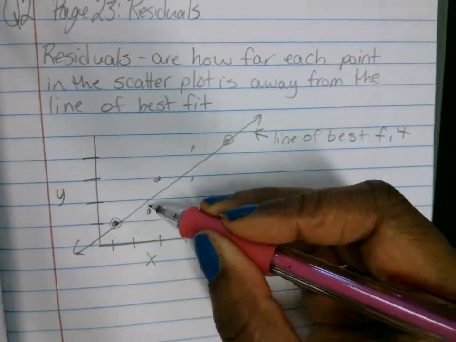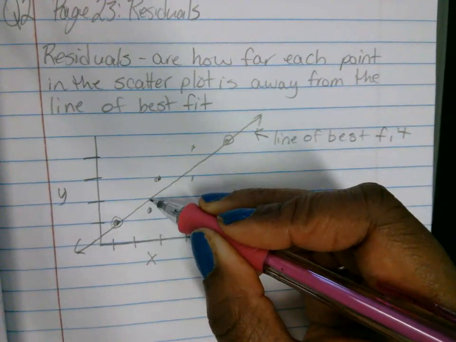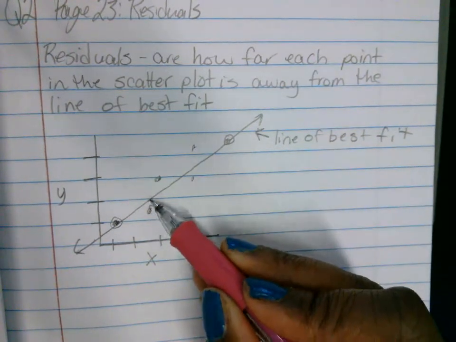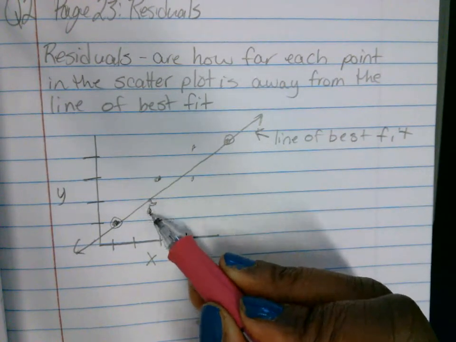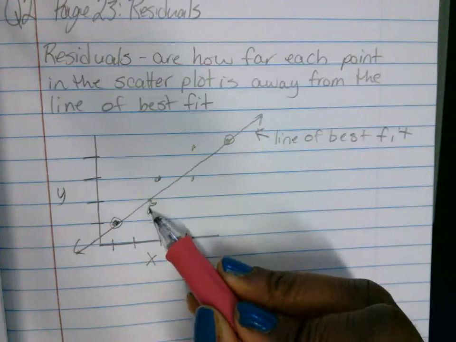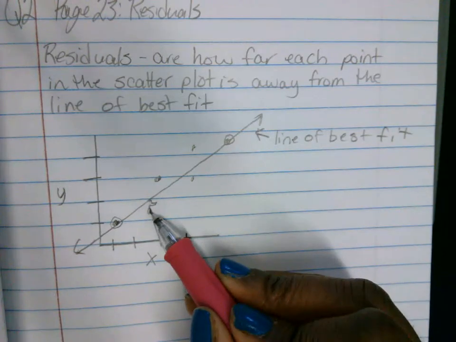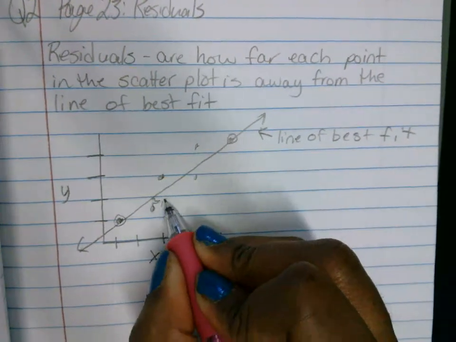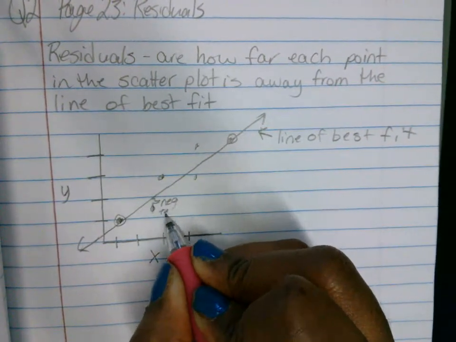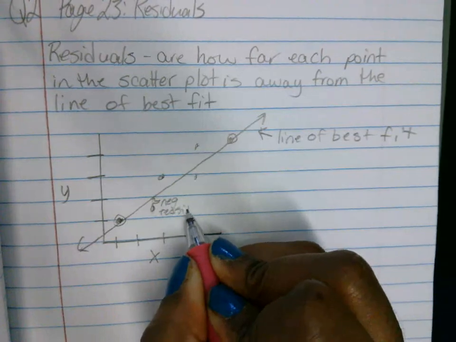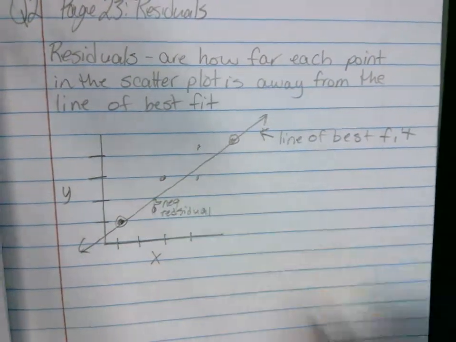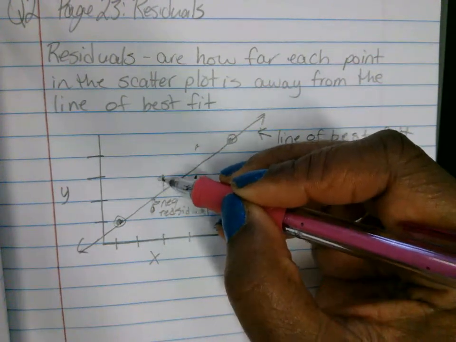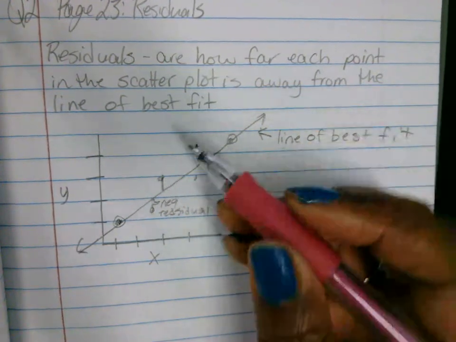This point right here is under the line. So I'm going to draw a little arrow here. This is a residual here. It's the distance. Is this going to be a positive residual or a negative? Since it's under the line, this residual is going to be what? This is going to have a negative residual. What about this residual here? This is going to be a positive residual.